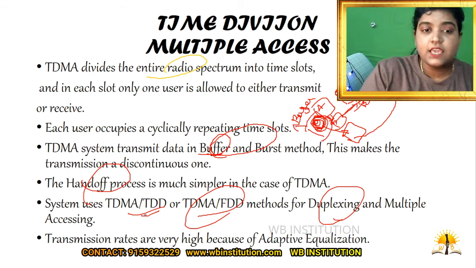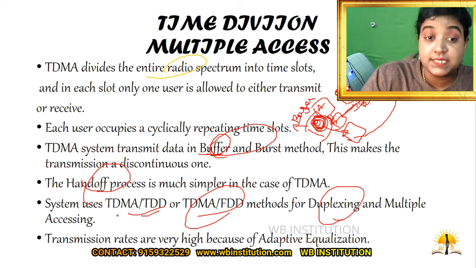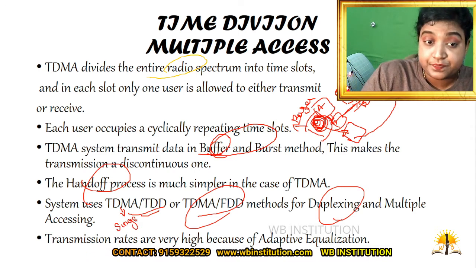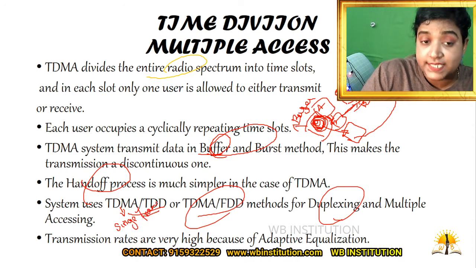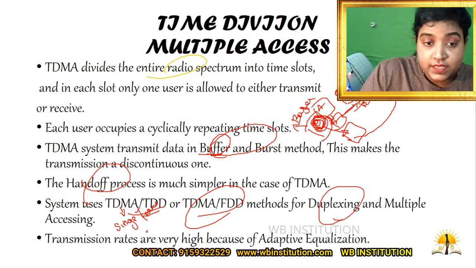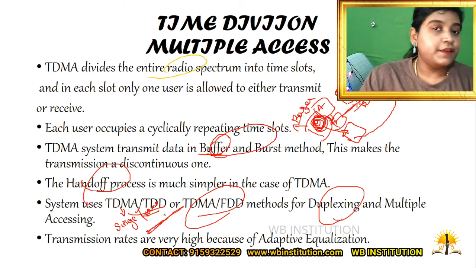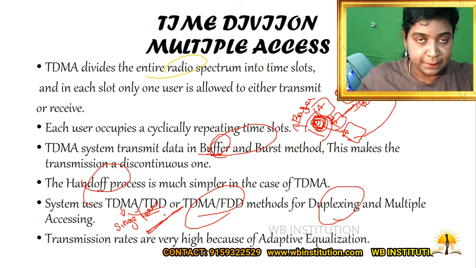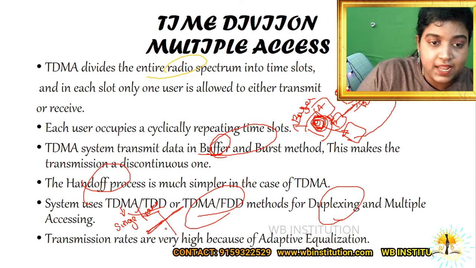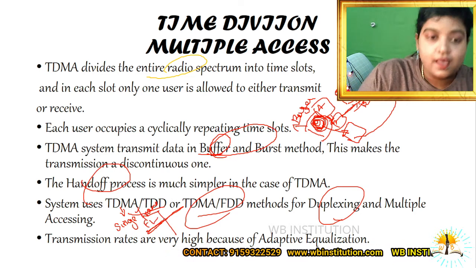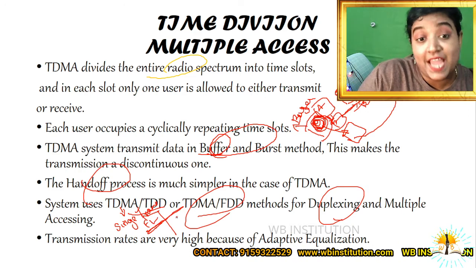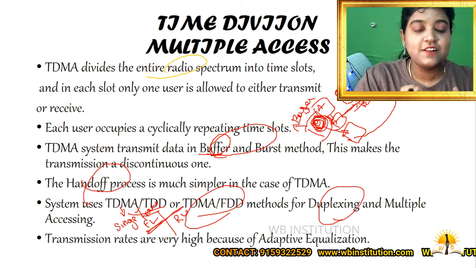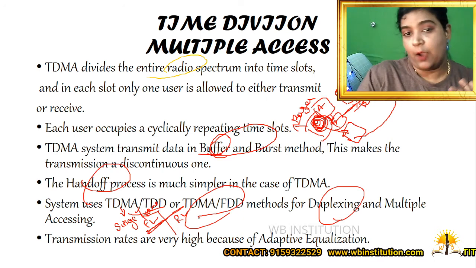If I consider TDMA-TDD, it holds only a single frame. For this particular single frame, the forward link and the reverse link are both accessed. The first half is accessed for the forward link and the second half is accessed for the reverse link. Got it? That is how this single frame is divided. Clear?